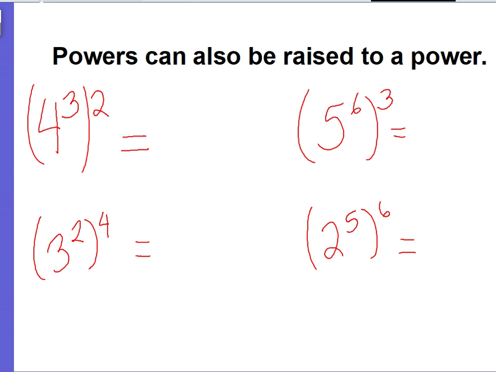But powers can also be raised to a power. So how would you go about doing that? Well, if I have 4 to the third, and that whole thing is raised to the second power. If you think about it, the exponent still tells you how many times to use the base as a factor. So in this case, my base is 4 to the third, and it's being used as a factor 2 times. So that's 4 to the third times 4 to the third.